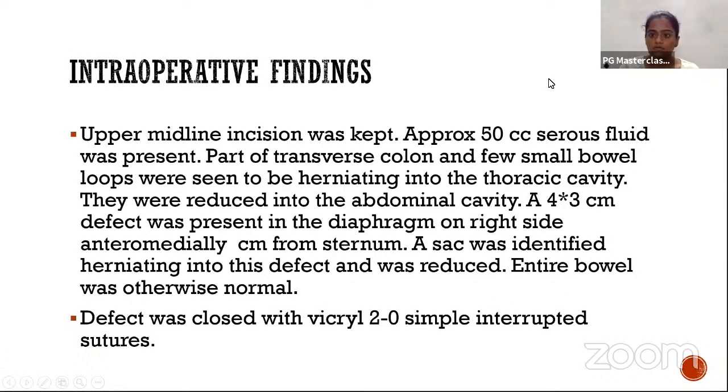Intraoperative findings. An upper midline incision was made. Approximately 50 cc of serous fluid was present, which was drained. Part of the transverse colon and a few small bowel loops were seen herniating into the thoracic cavity. They were reduced back into the abdominal cavity. A 4 by 3 centimeter defect was present in the diaphragm on the right side anteromedially, approximately 0.5 centimeter from the sternum. The sac was identified herniating into this defect, which was reduced. The entire bowel was otherwise normal.